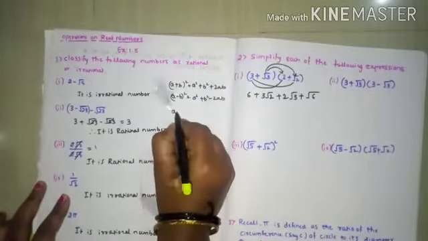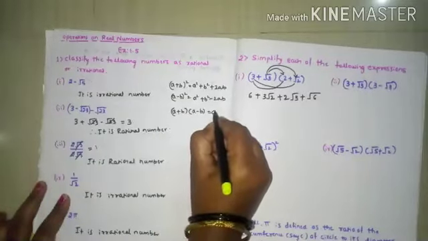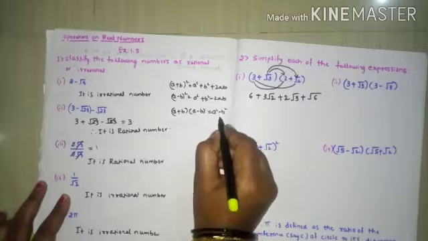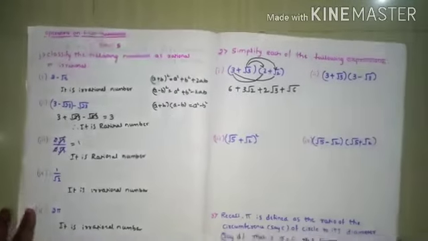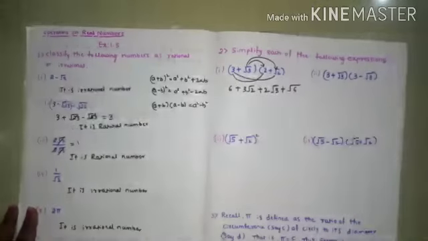And one more identity you learnt: (a plus b) into (a minus b) is equal to a square minus b square. This is also one of the identities you learned. These 4 identities you learned. One more is (x plus a) into (x plus b) is equal to x square plus (a plus b)x plus ab. That also you learned. These are important identities. Just remember them.